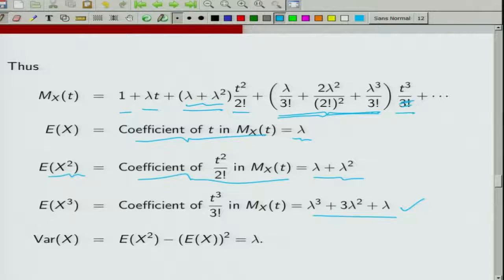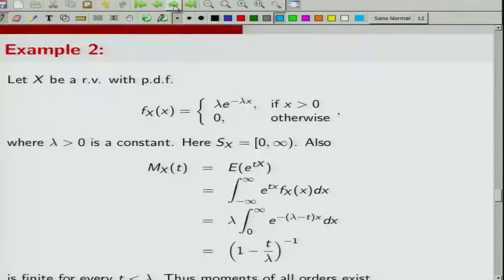What you have to do is find the coefficient of t cube by factorial 3 in M x of t. So the variance of x turns out to be the expected value of x square minus the expected value of x whole square, which turns out to be lambda plus lambda square minus lambda square, which is the same as lambda. Now let us consider another example.